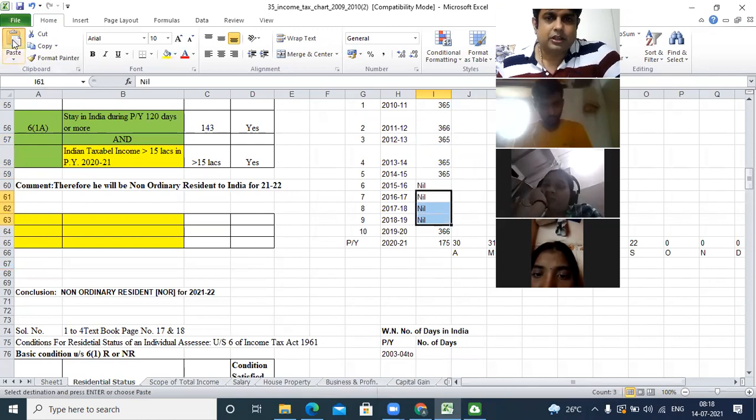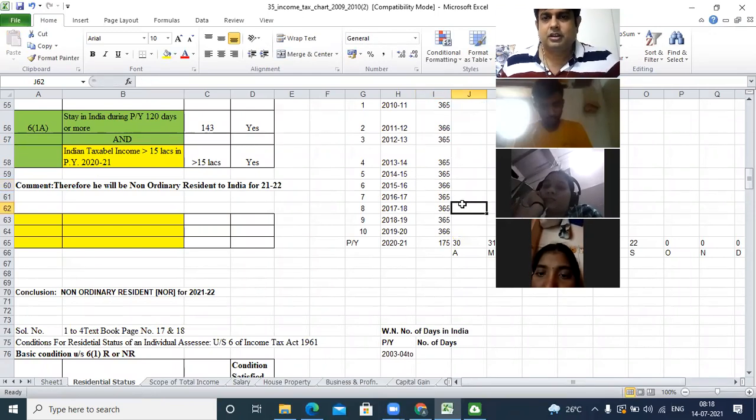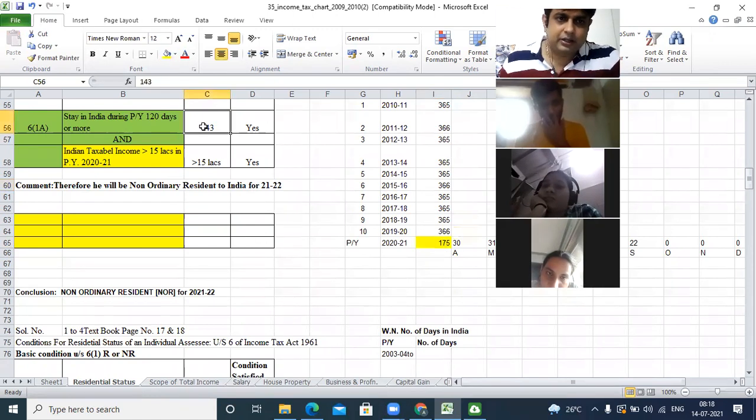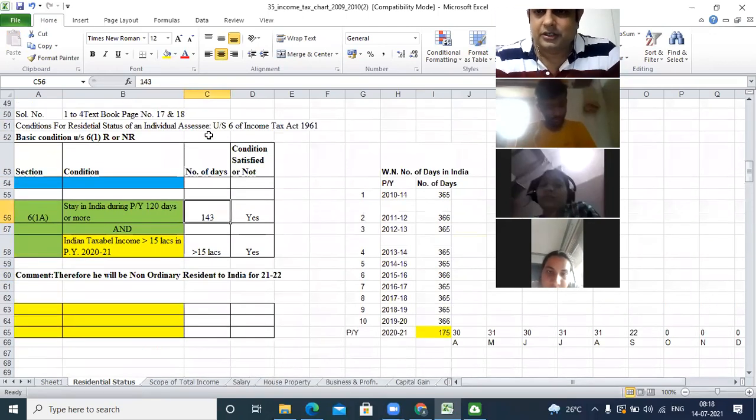Prior to that, he was there in India. And again, here also it is 366. So on and so forth. Yes, I'm not concerned about previous year. I'm concerned about this. So here, how much I will write? My conditions are ready. I told you earlier also. Keep your conditions ready in your notebook. I hope you must have done it.